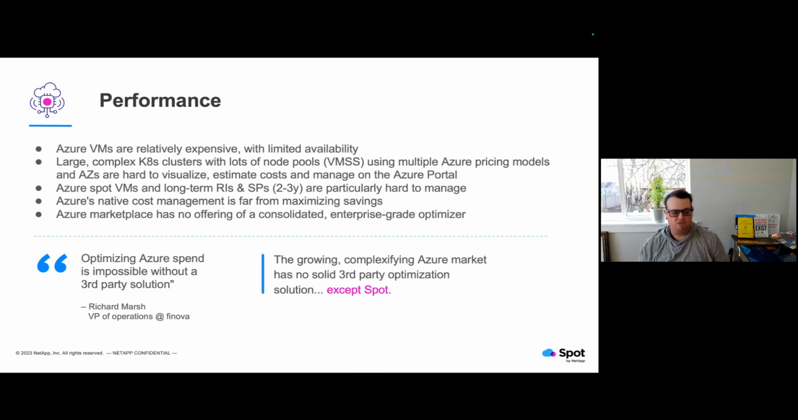The native cost management tools are far from maximizing savings and more about just simple reporting. And the Azure Marketplace has no offering of a consolidated enterprise-grade cloud optimizer. One of our customers, Finova, says optimizing Azure spend is impossible without a third-party solution. And as Azure grows in popularity and complexity, there's no solid third-party optimization tool except for the Spot platform.